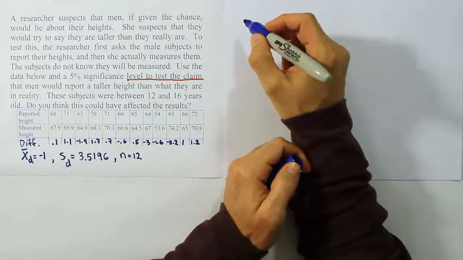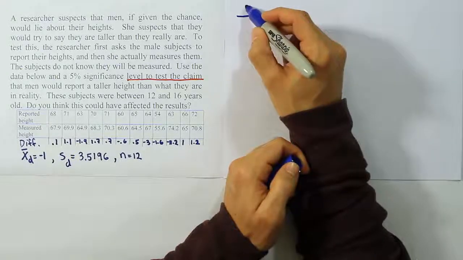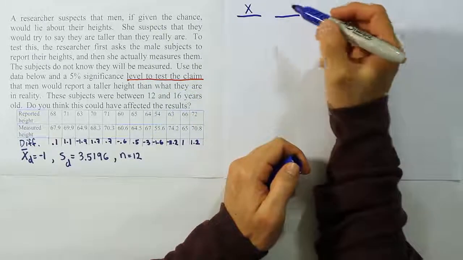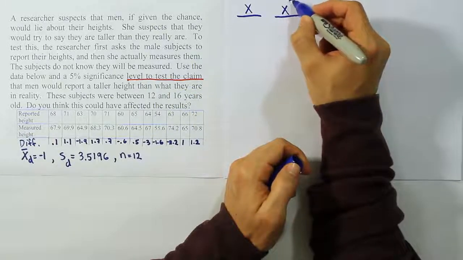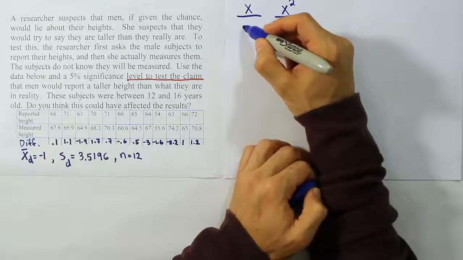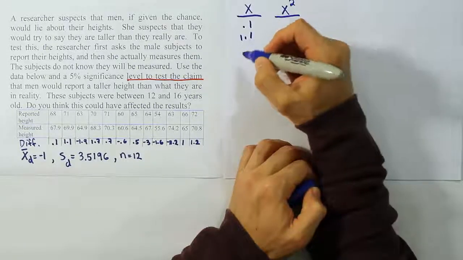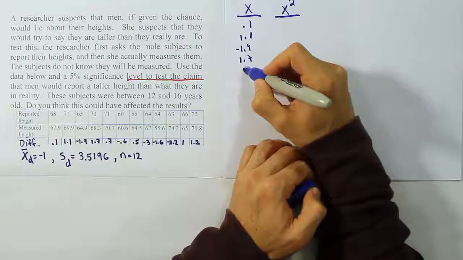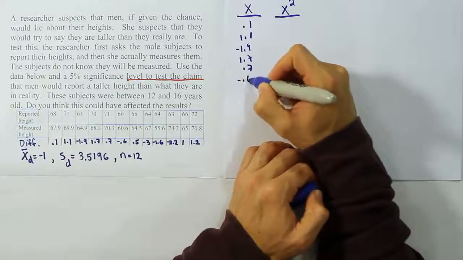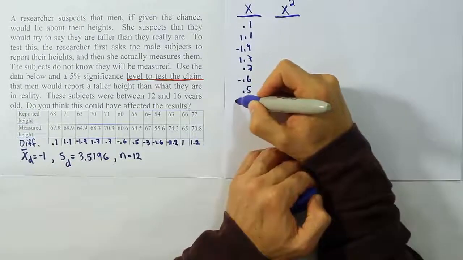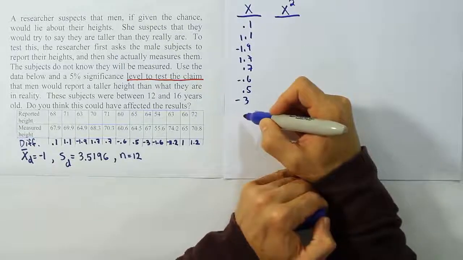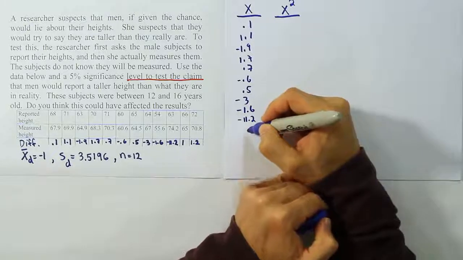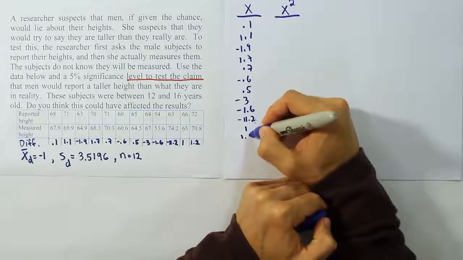But I will look at how to get the standard deviation. The technique for calculating standard deviation is to create two columns. The first one will be a column of x values, which in this case will be the differences, and then we'll have another column called the x squared column. So we're going to write all these differences in the x column, one by one. I'm just filling them in: minus 0.6, 0.5, negative 3, negative 1.6, negative 11.2, 1, and 1.2.